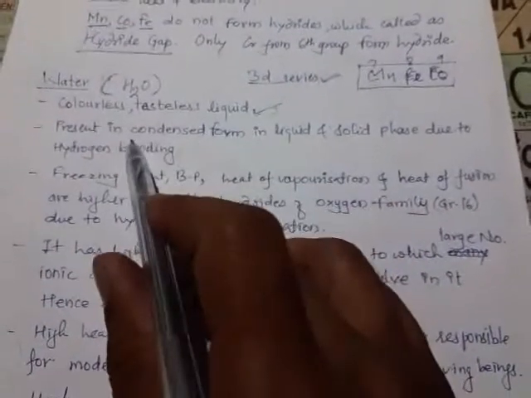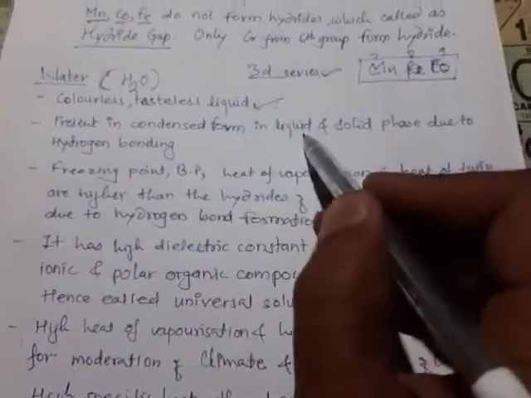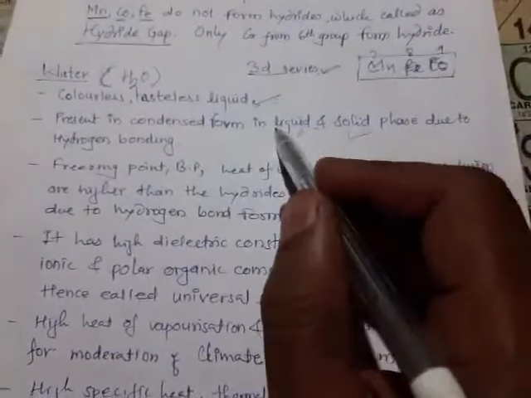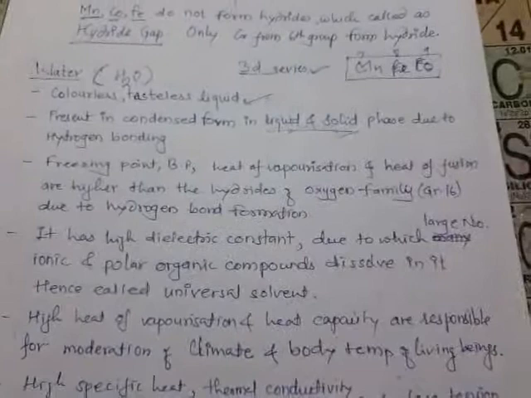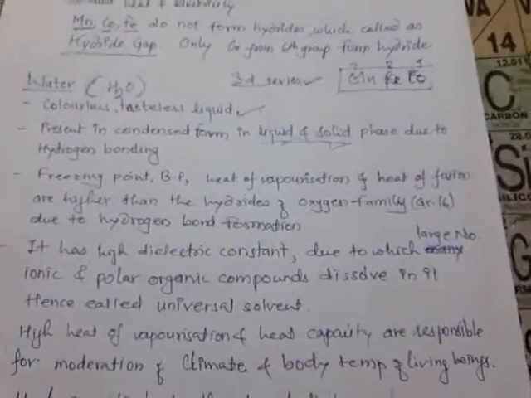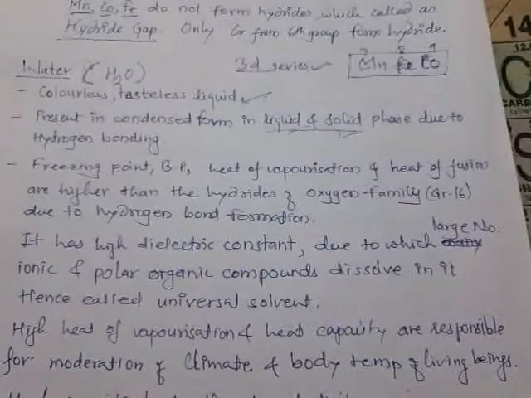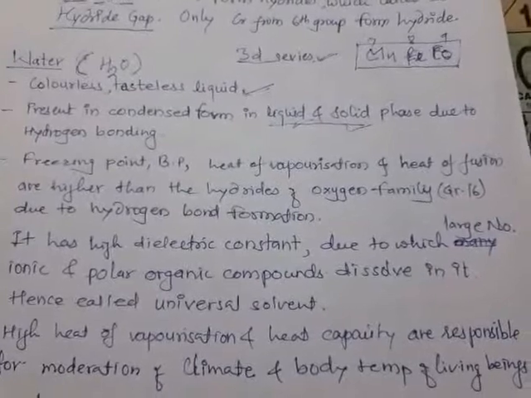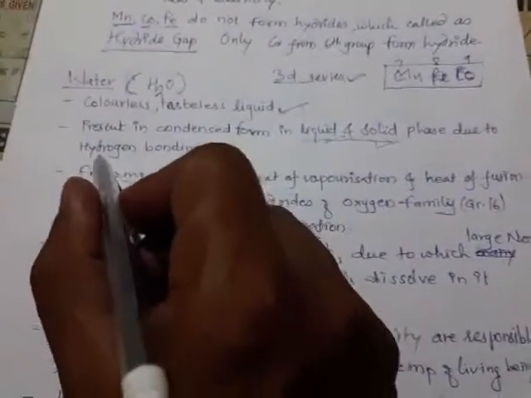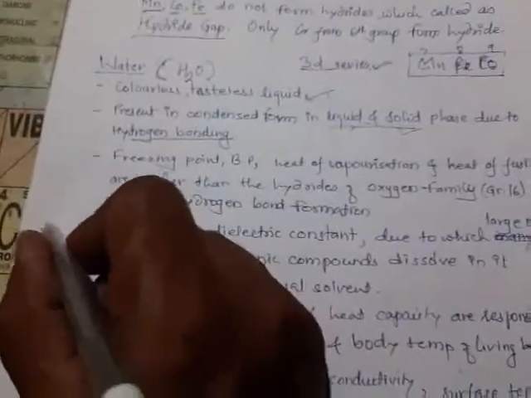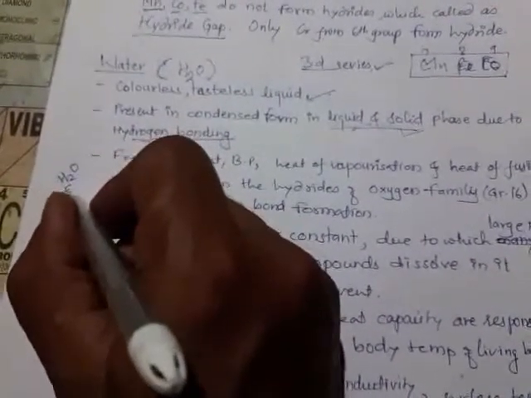It is present in the condensed form, in the liquid state and in the solid state, both in these phases. Water is present in the condensed form. Why is it present in the condensed form? Due to hydrogen bonding, due to intermolecular hydrogen bonding. The water molecules are always linked to each other due to the hydrogen bonds, so they are condensed.